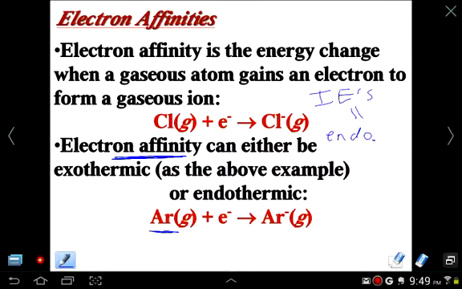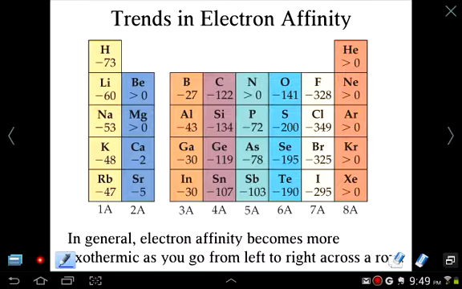Sometimes, if you're a noble gas, you are stable already. You do not want an extra electron. So you can make the argon receive that electron, but it'll cost you energy. This is an endothermic process because it goes against what argon wants to do, or against the stability of argon, is the idea. And in general, electron affinity becomes more exothermic as you go from left to right. So in general, you begin at negative 60 and you end at negative 328. And this trend is actually not as perfect, but you can definitely see the exceptions.